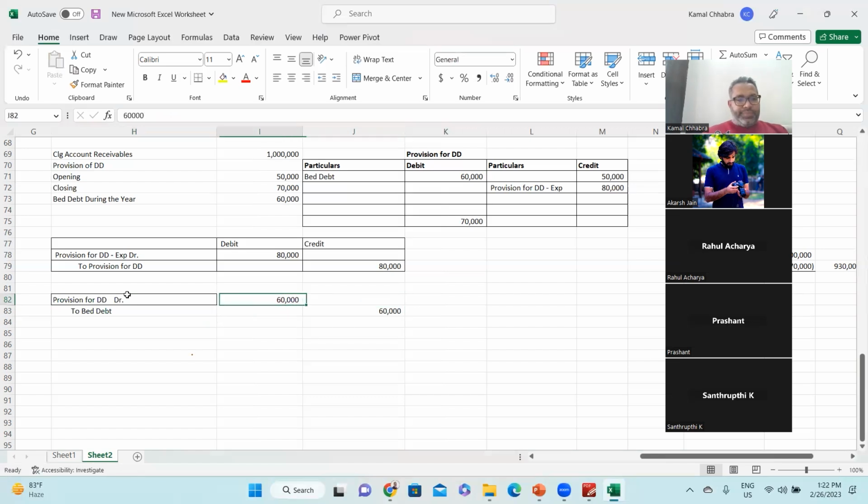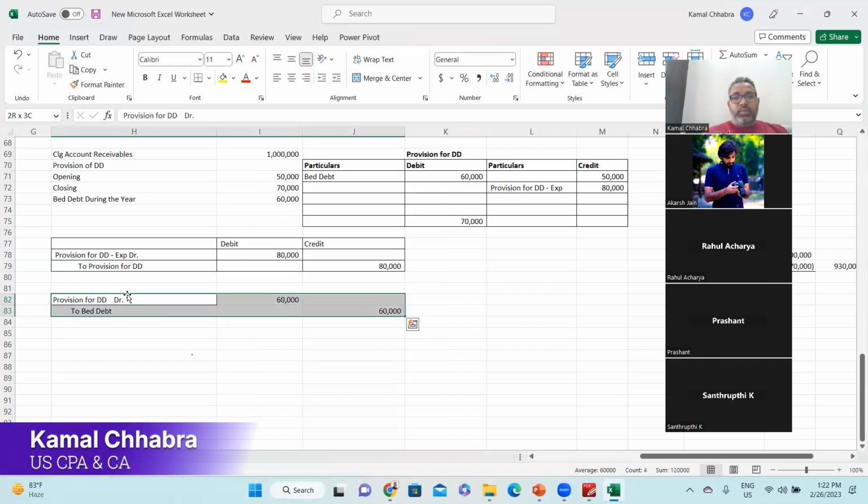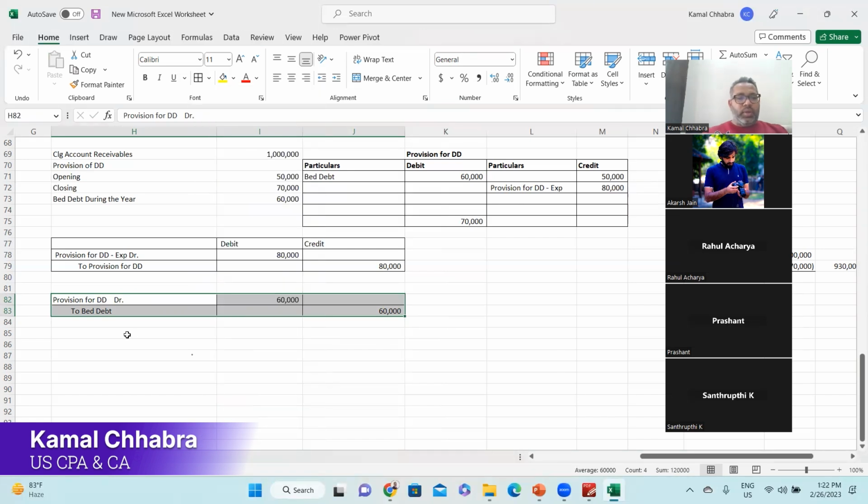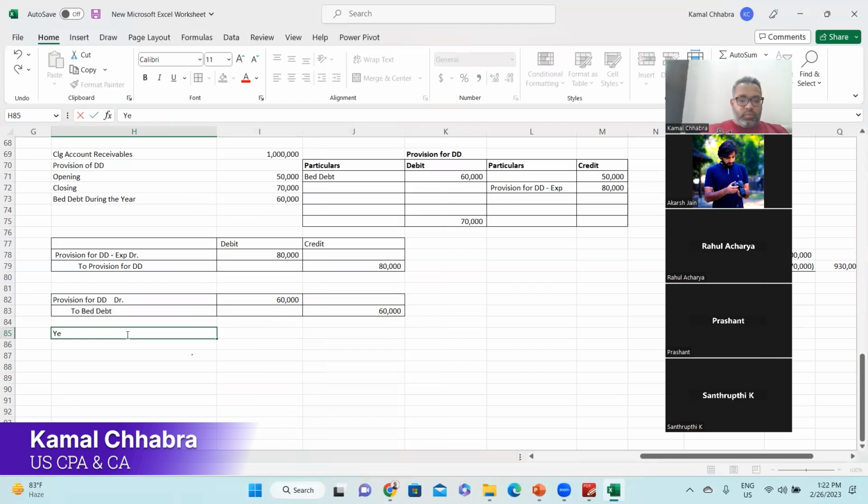How much is it? 60,000. So what will it result in? It will reduce your provision. Yes, sir. Correct. It will reduce your actual provision, right? So now let's assume in year 2 you have recovered.